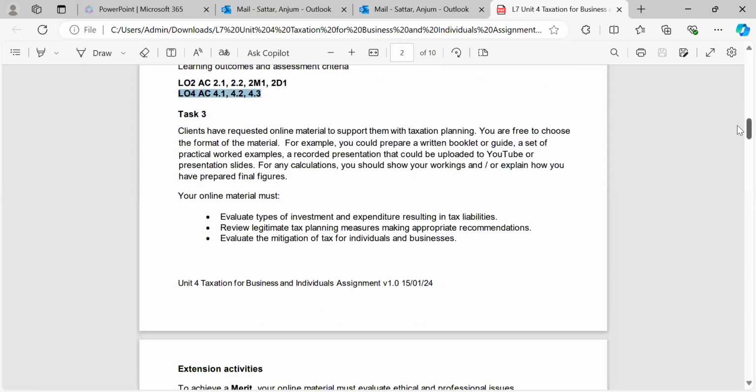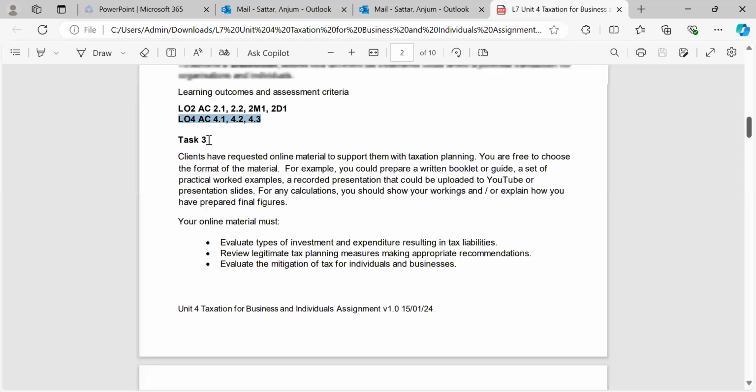And then we have task 3. Task 3 is based on this: the client has requested online material to support their taxation planning. They're free to choose the format of the material. For example, you could prepare a written booklet, or a PowerPoint, or you can record it as a presentation and upload it on YouTube, or use presentation slides for any calculation. So we can do this task in PowerPoint slides as well.